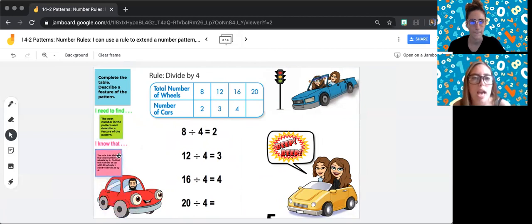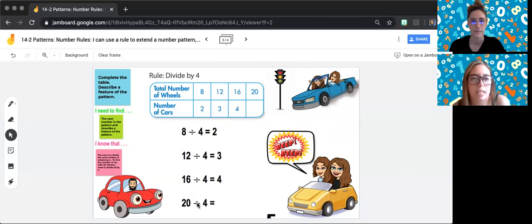Well, I know that if I have 8 wheels, I have 2 cars. If I have 12 wheels, I have 3 cars. And if I have 16 wheels, I have 4 cars. And the way that I determined that was to divide the number of wheels by the number of cars. Perfect. That's how we can find the relationship between 8 and 2, 12 and 3, 16 and 4. And then we'll find 20 and its partner.